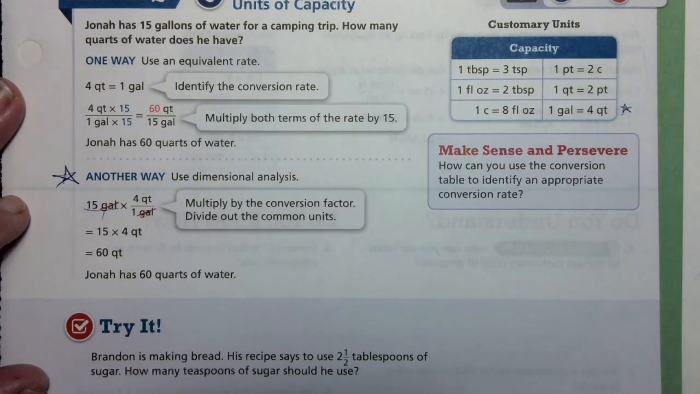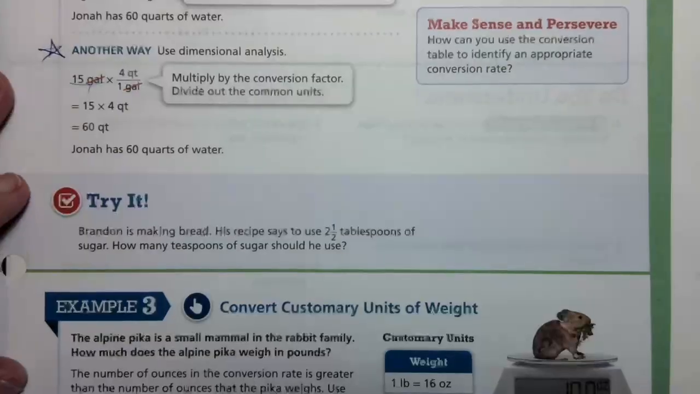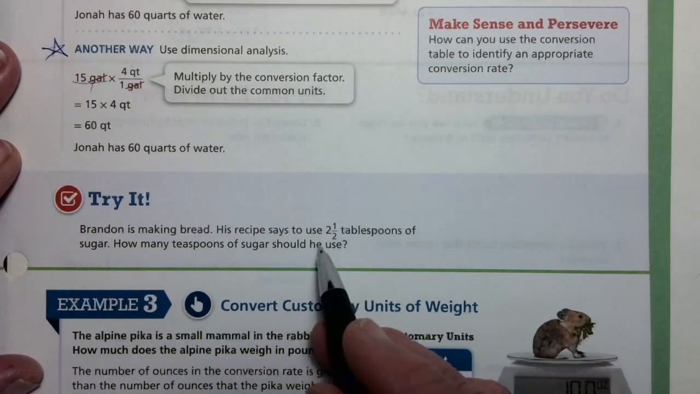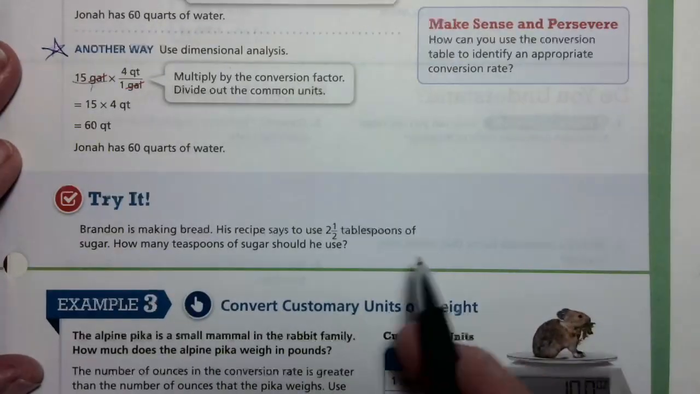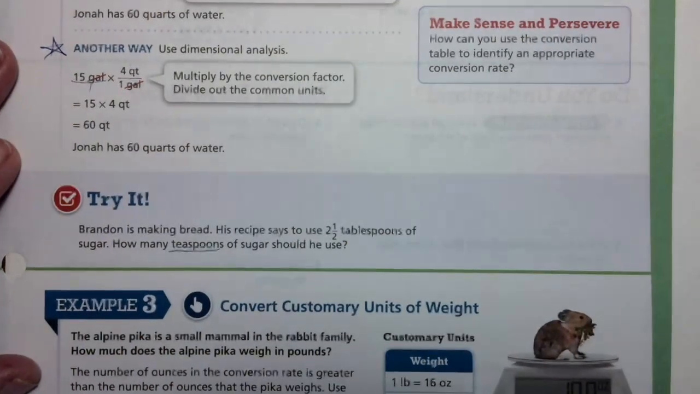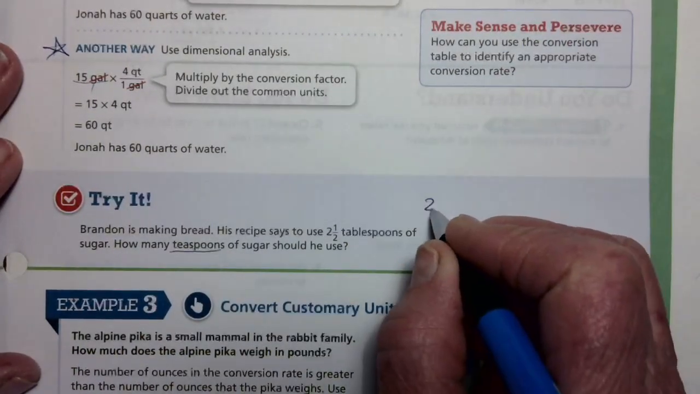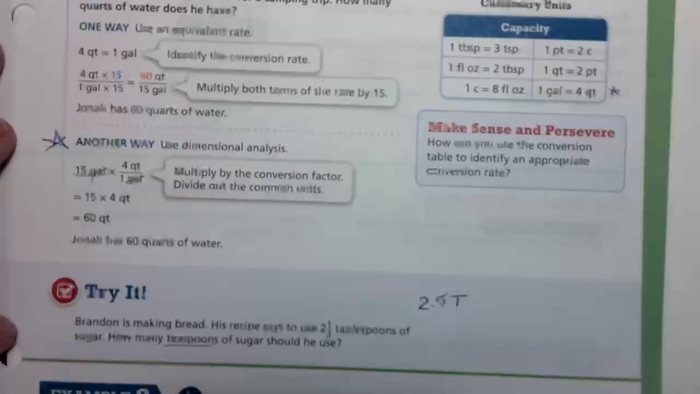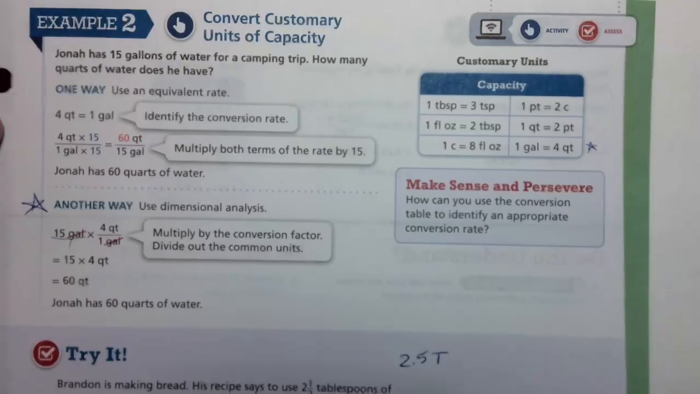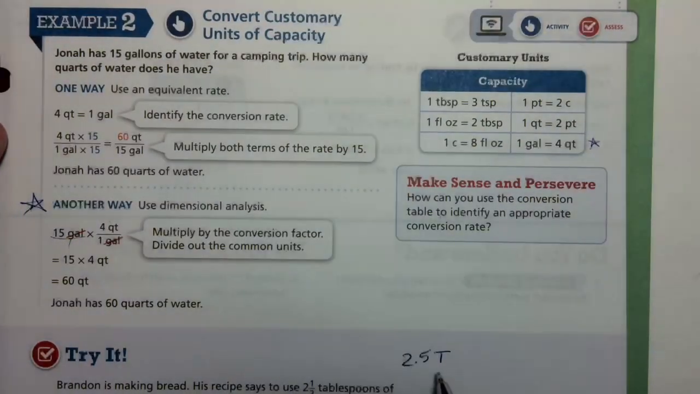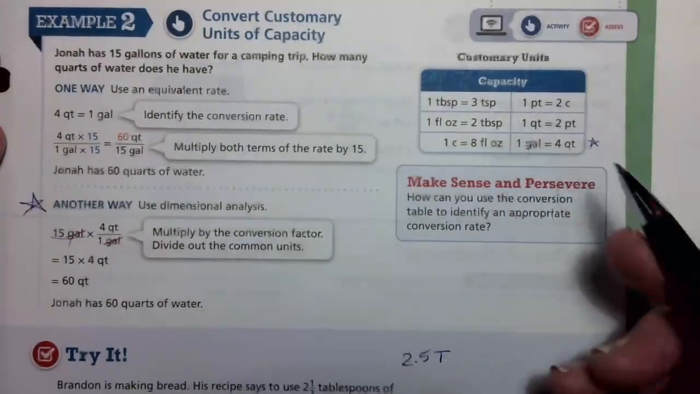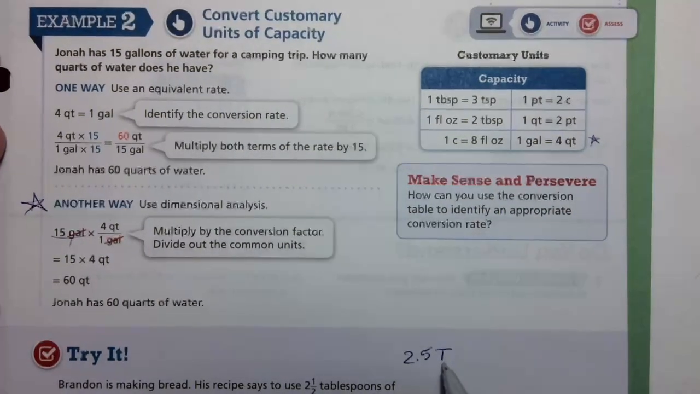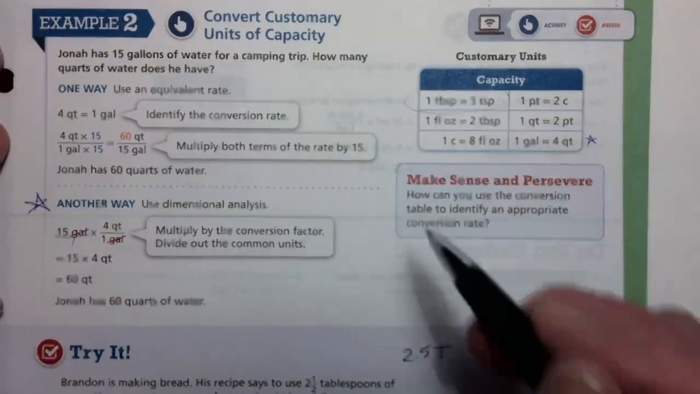All right, let's go to the try it right here, and we're going to use dimensional analysis. His recipe says to use 2.5 tablespoons of sugar. How many teaspoons is this? So we're going to write down our 2.5 tablespoons, and the abbreviation for tablespoons is a capital T, and TSP is teaspoon. They wrote it out, but okay, so I want to change tablespoons to teaspoons. So I need this one right here.